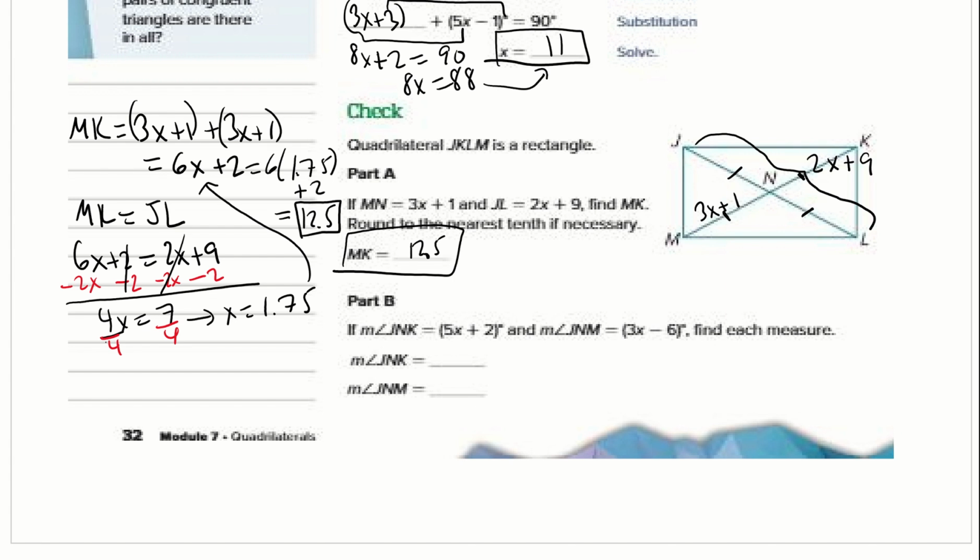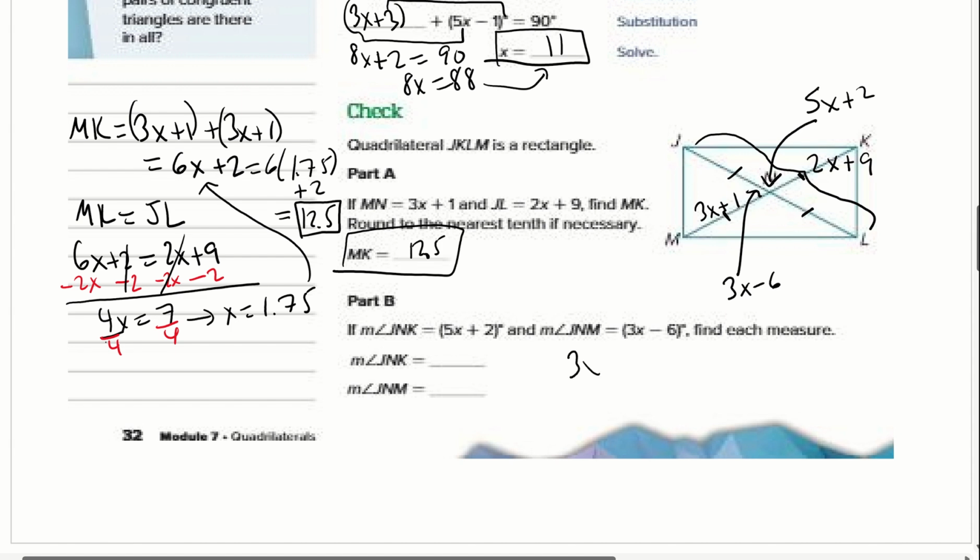Okay, so now let's do part B. It says angle JNK, so it's this angle right here. Oops, not that one. JNK is this one, JNK. All right, so this angle is 5x plus 2. And then JNM, that angle right there is 3x minus 6. But notice that this angle and this angle are a linear pair. They add up to 180. So we're going to add those up and set them equal to 180.